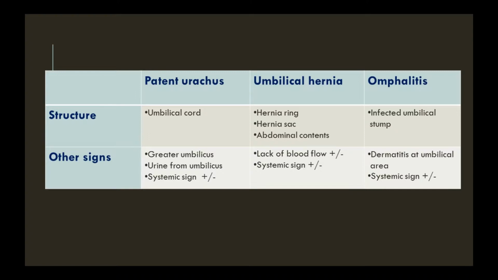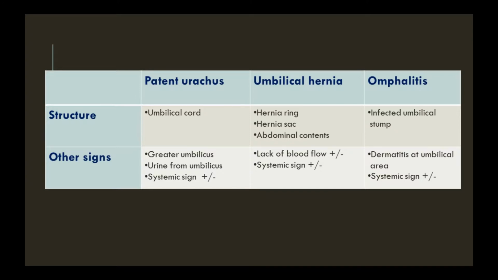Umbilical hernia always consists of a hernia ring, hernia sac, and hernia content. It may show systemic signs depending on the abdominal organ that is in the hernia sac. And the last, omphalitis, is an infection of the umbilical stump. Cellulitis and pus draining from the umbilical area may be found.